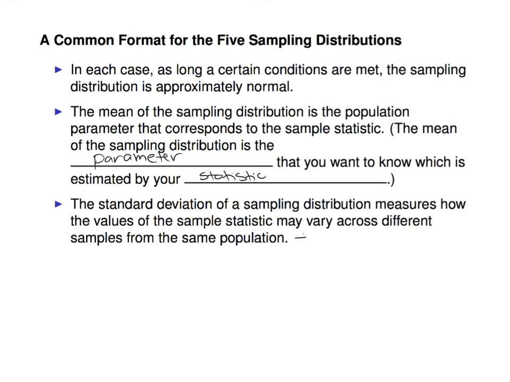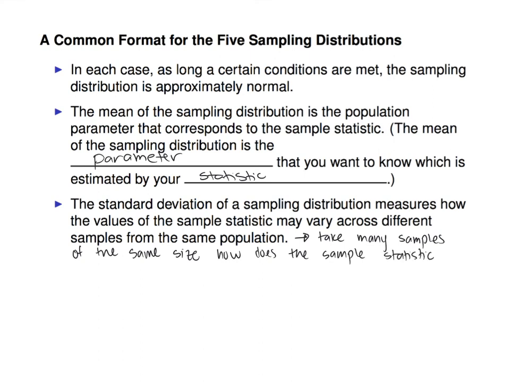So this question, and the kicker there is that they are the same size. So if you take many samples of the same size, how does the sample statistic, which could be x bar or p hat, how does that vary?